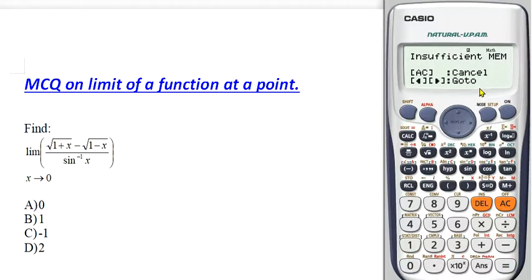Here it shows insufficient memory, which means the table will be very large. Let me change the step size. Just changing the step size, the step will be 0.1. Let me take this value, and here we can see the different values in the table. How many values are here? Four values. Let me observe these values.